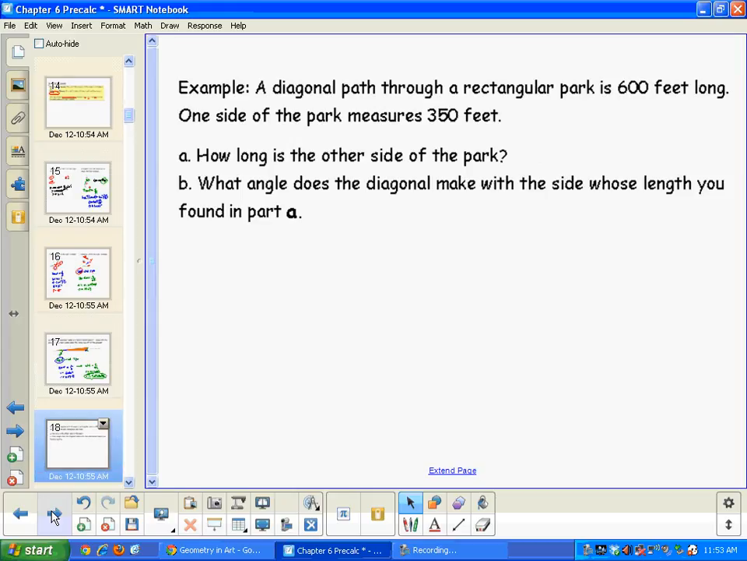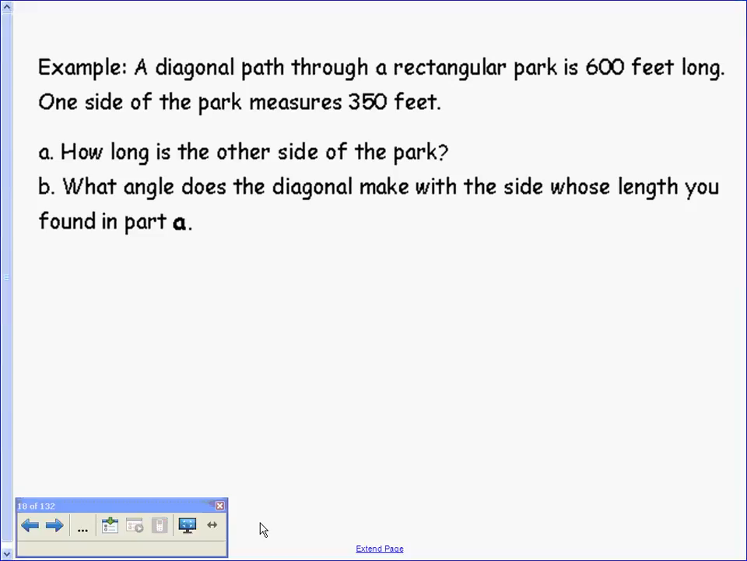All right. Next, we have another application problem. In this one, a diagonal path through a rectangular park is 600 feet long. One side of the park measures 350 feet. We want to know how long the other side of the park is, and at what angle the diagonal makes with the side whose length you found in part A.